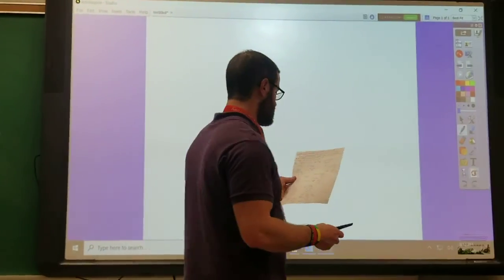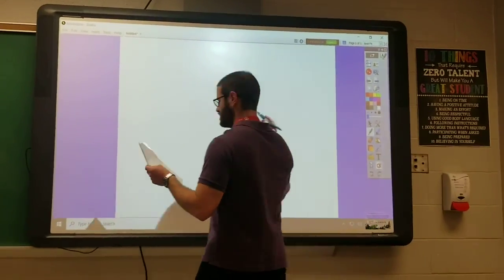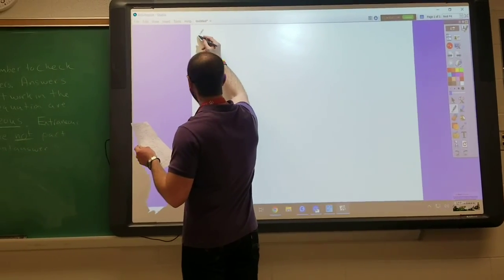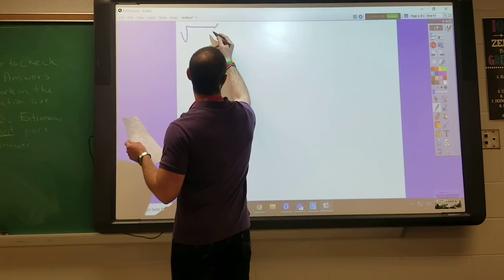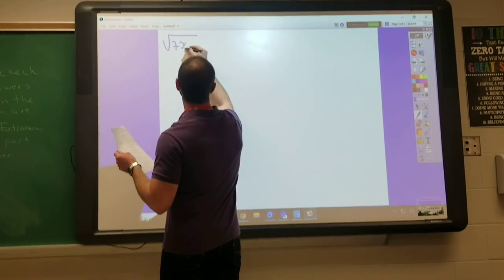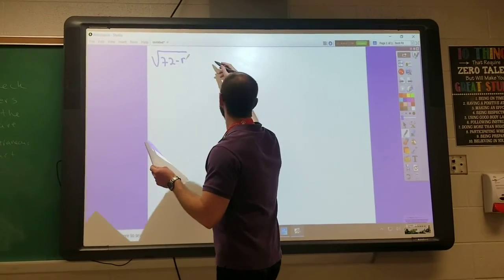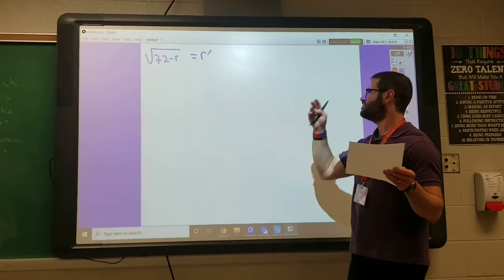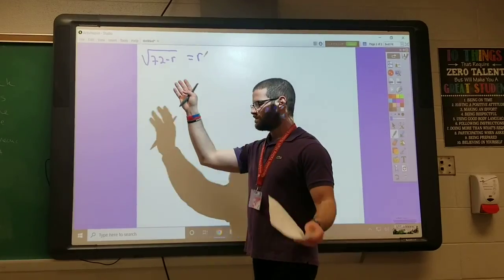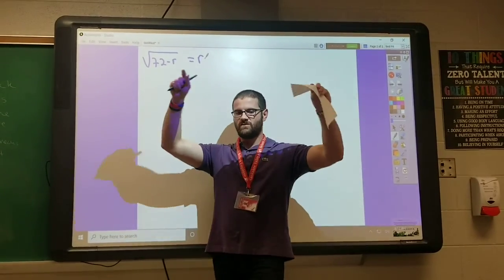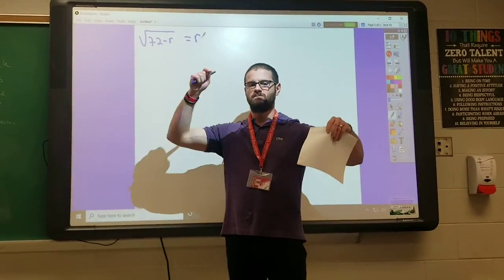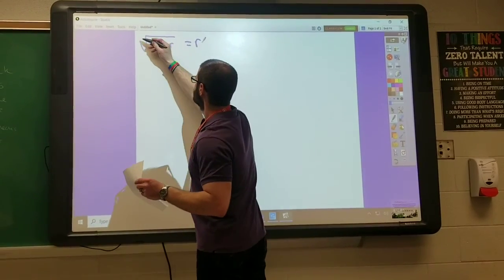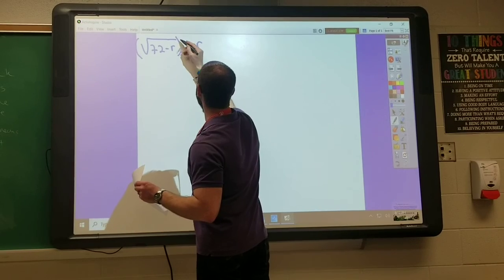So let's just start with an example here. This is going to be the square root of 72 minus r, that's in the square root, equals r. So I want to solve that equation. Remember, to get rid of a square root, recall from part 1, we have to square both sides of the equation, and that gets rid of the square root. So I'm going to go ahead and square both sides.